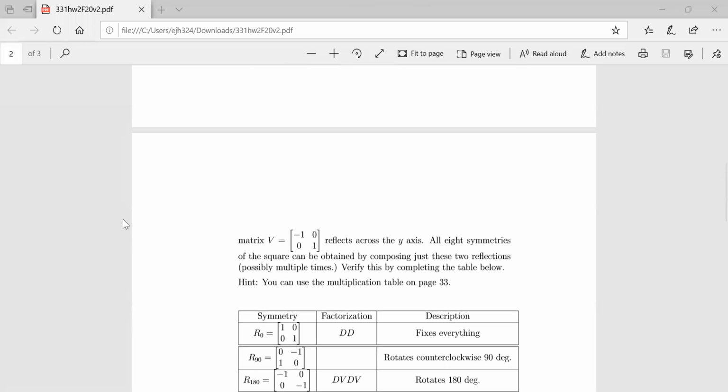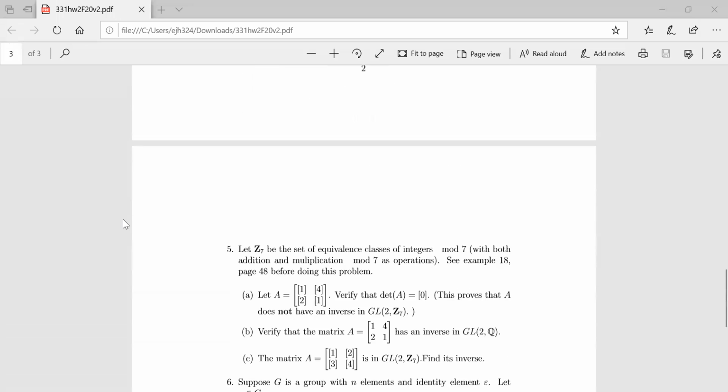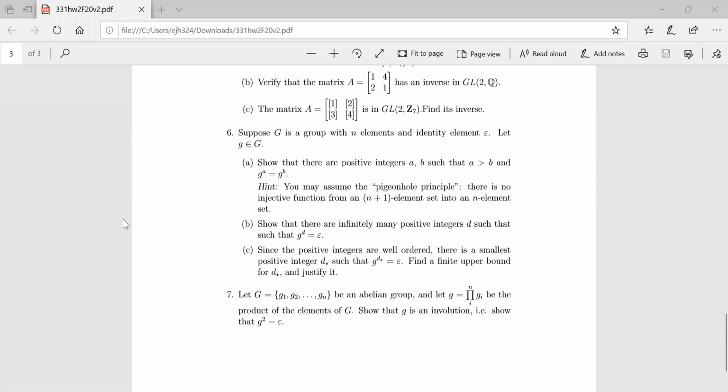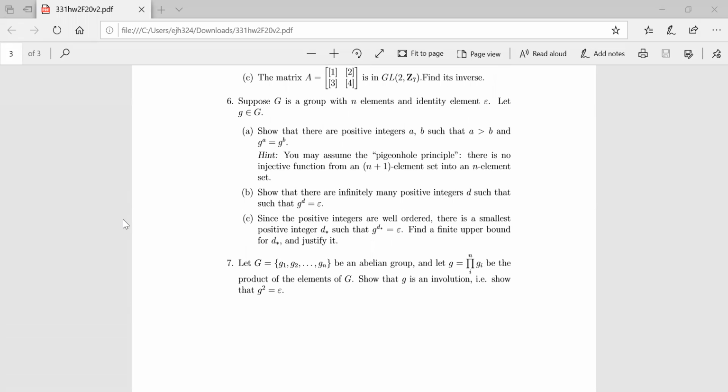Question 6? Okay. Suppose G is a group with n elements and identity E. Let g be in G, show that there are positive integers... I just used contradiction, but is there another way you could do it? Yeah.